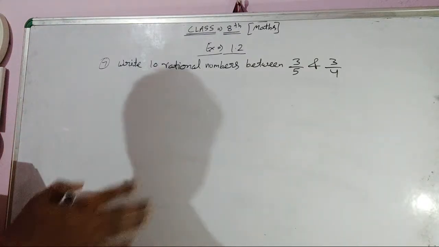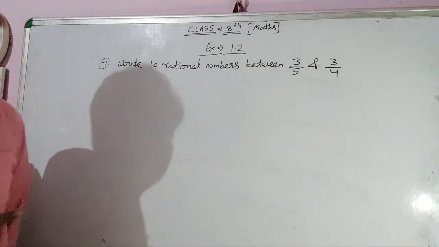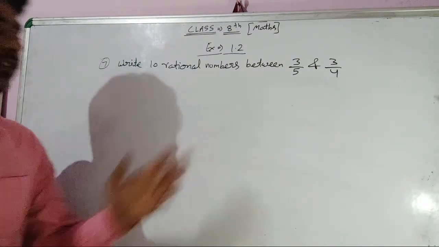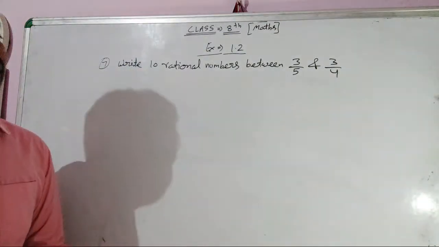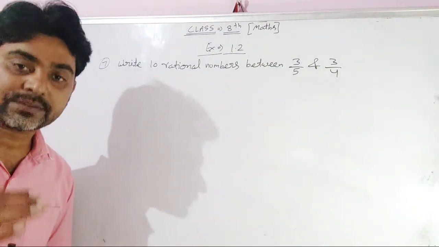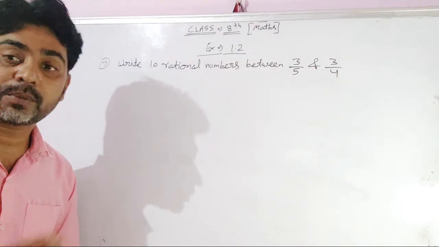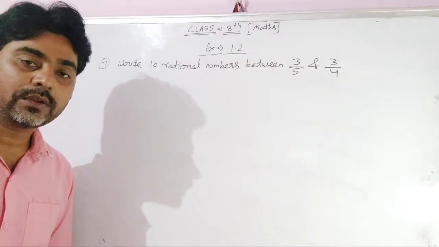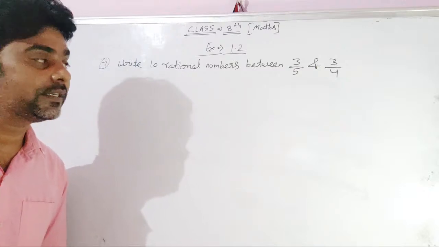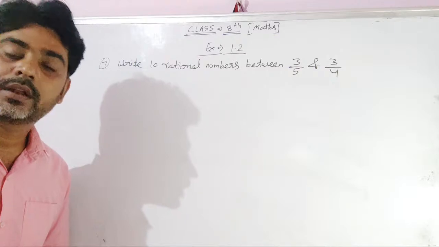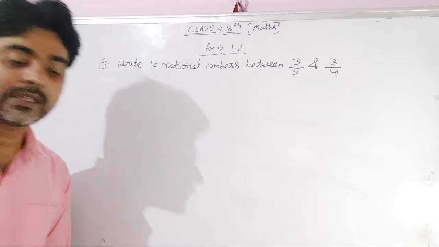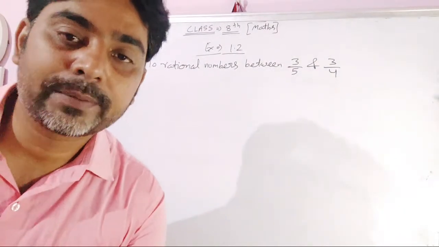Now, as I have explained in the previous question, to find a rational number between any two given rational numbers, first of all make the denominators equal. Here in the first rational number the denominator is 5, and in the second rational number the denominator is 4. So first of all make the denominators equal, and for this you can take the LCM of 5 and 4. Now tell me, what will be the LCM of 5 and 4?